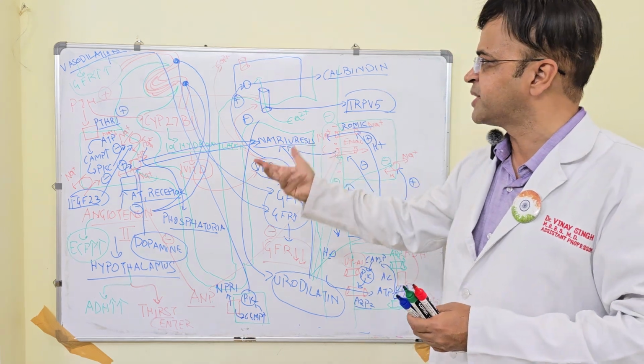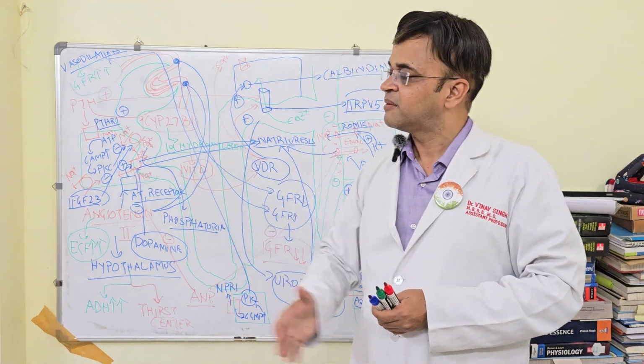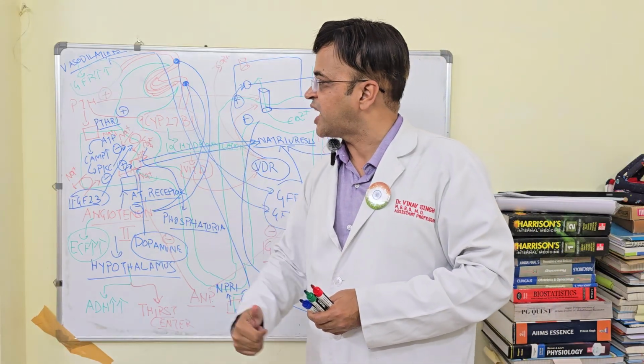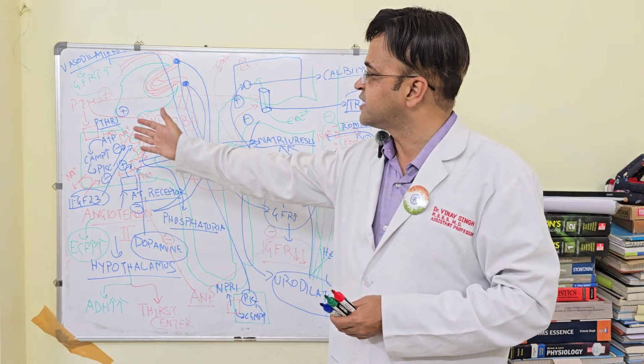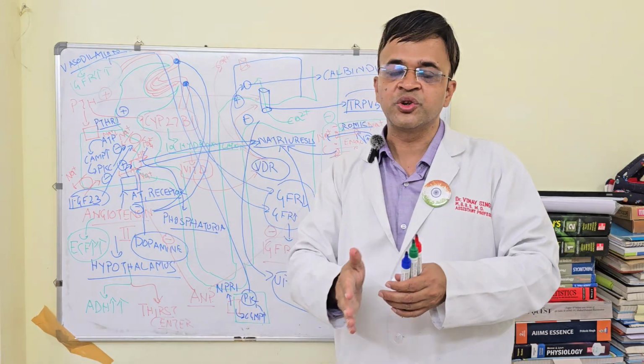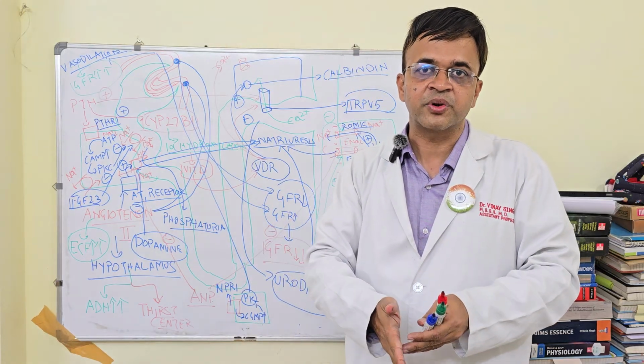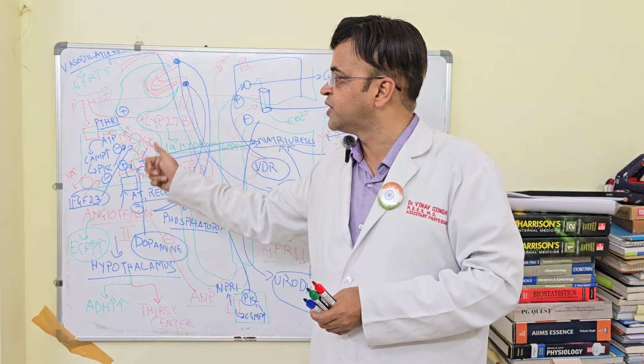So let's try to sum it up. Parathyroid hormone, by acting on the PTHR1 receptor, what is it ultimately going to do? It is going to inhibit your sodium phosphate symporter. So what will it lead to? It will lead to phosphoturia.